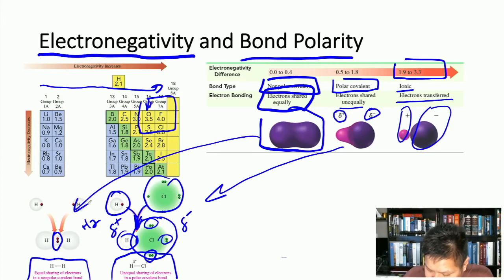This is also known as a dipole, by the way. When you have a partially positive on one side and a partially negative on the other side, that's also known as a dipole, for two poles.